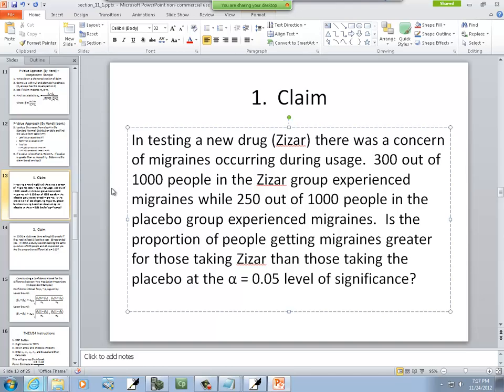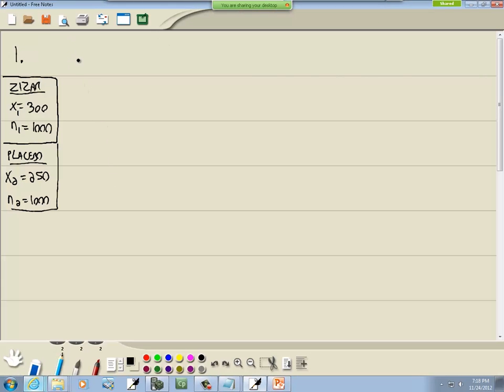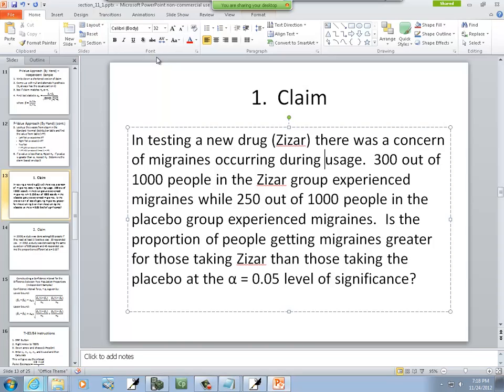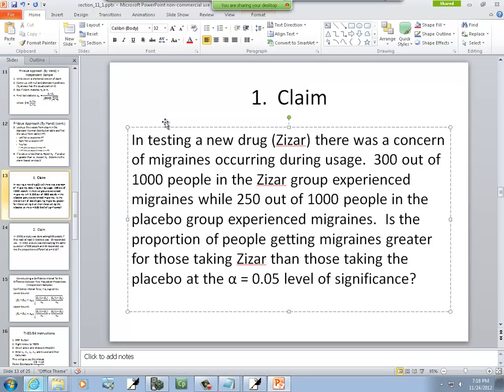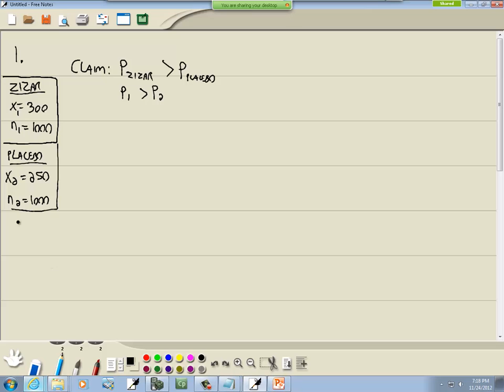Let's see, is the proportion of people getting migraines greater for those taking Xyzar than those taking a placebo? So their claim is the proportion of Xyzar, I'll do P for proportion, is greater than placebo. Now, if I put these in the notation, I said this is 1, and these are sub 2s, so this would be saying P sub 1 is greater than P sub 2, at alpha equal to 0.05.